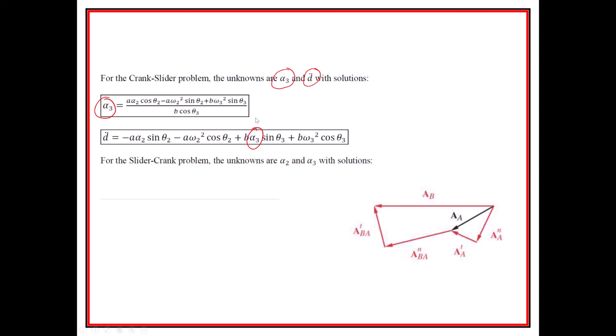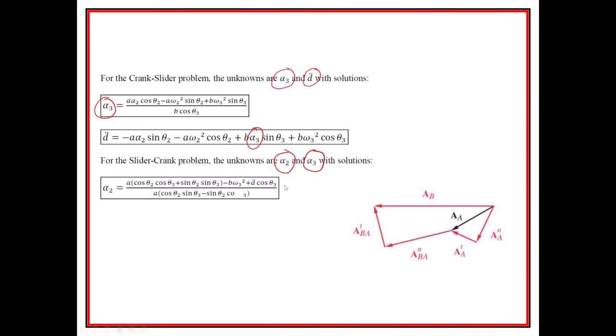For a slider crank problem, the two unknowns are the angular accelerations, because of course we have an input which is going to be D, and so right here this D double dot is actually an input. And for some reason there's something missing right here. So let me double check and see what that is. It might be that I got rid of it because I thought I was making a mistake. So let me double check.